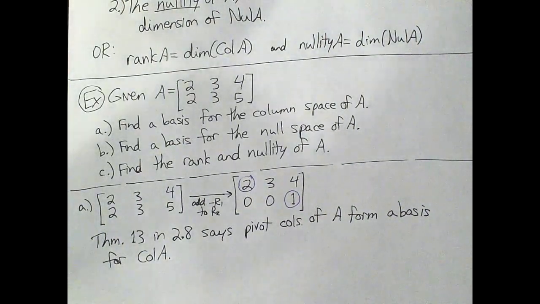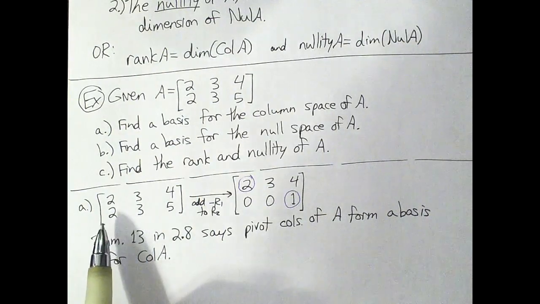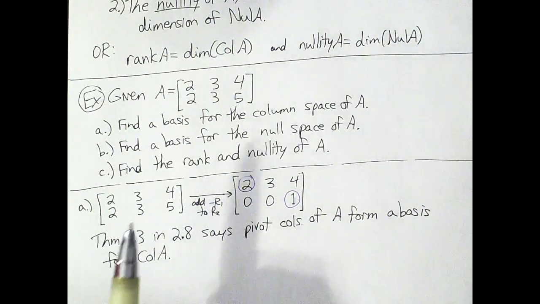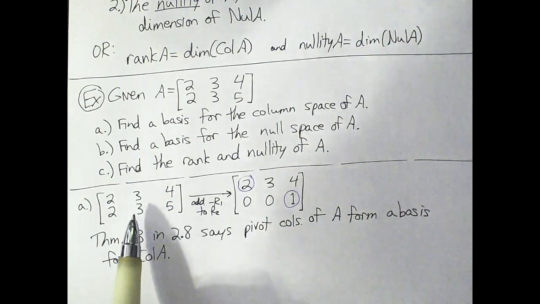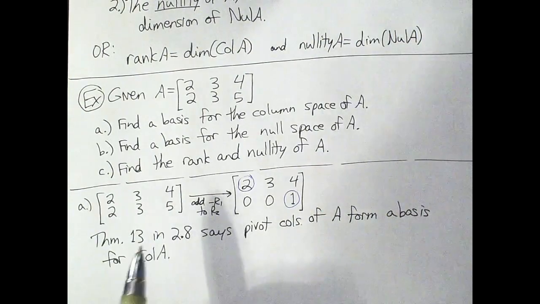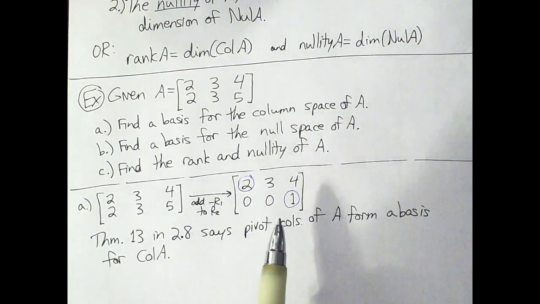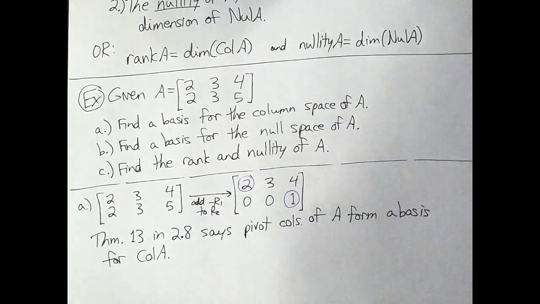I was thinking if I could find which columns are the pivot columns, you could set up the span of all three of these, but the problem with that is that the middle column looks redundant. It doesn't look like this would be a linearly independent set if I wrote all three of them. But by doing a quick row reduction step, I can find which columns are important.